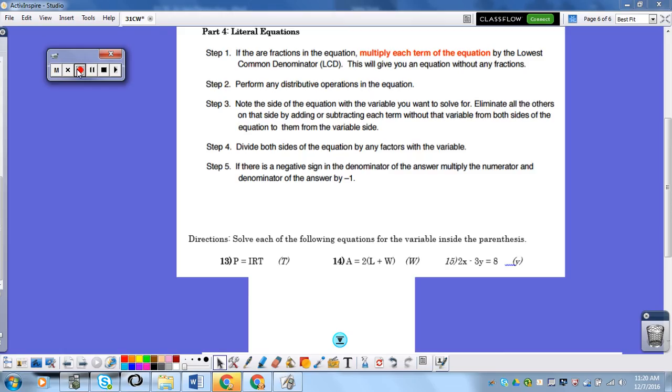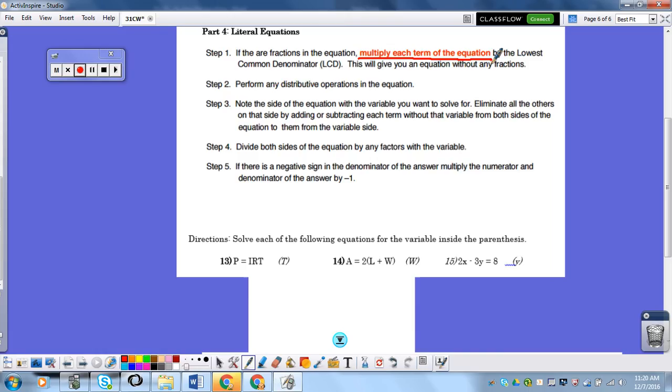All right, today I'm going to teach you how to do literal equations. So here are the steps. Step 1, if there are fractions in the equation, you want to multiply by both sides. And then you'll want to perform any distributive property. And you want to note the side with the variable you want to solve for. And then you can divide both sides of the equation by any factors.